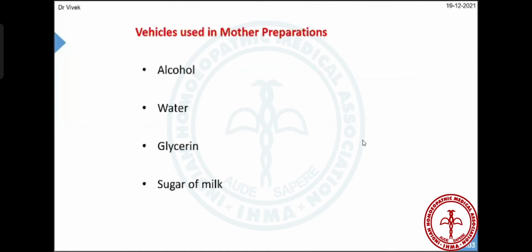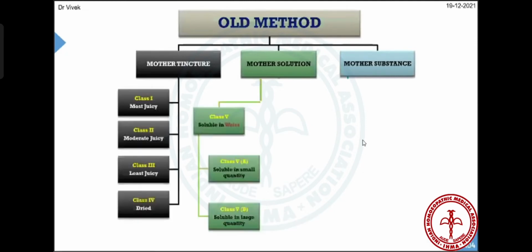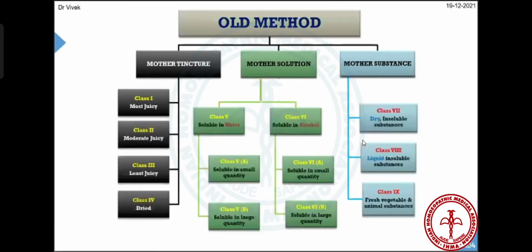And for preparation of mother tincture, we have the old method and the new method, and Hahnemann had classified it into 9 classes, that is mother tincture, mother solution, and mother substance. We have the 9 classes. I'll show you this again.